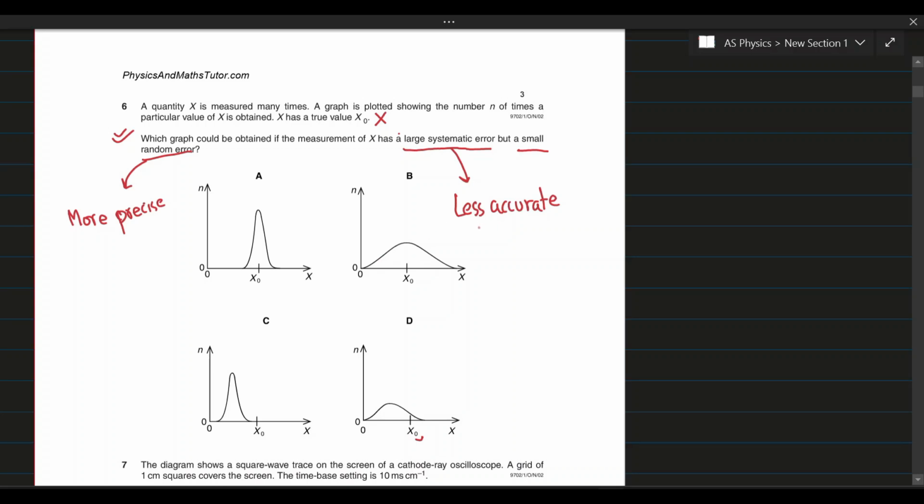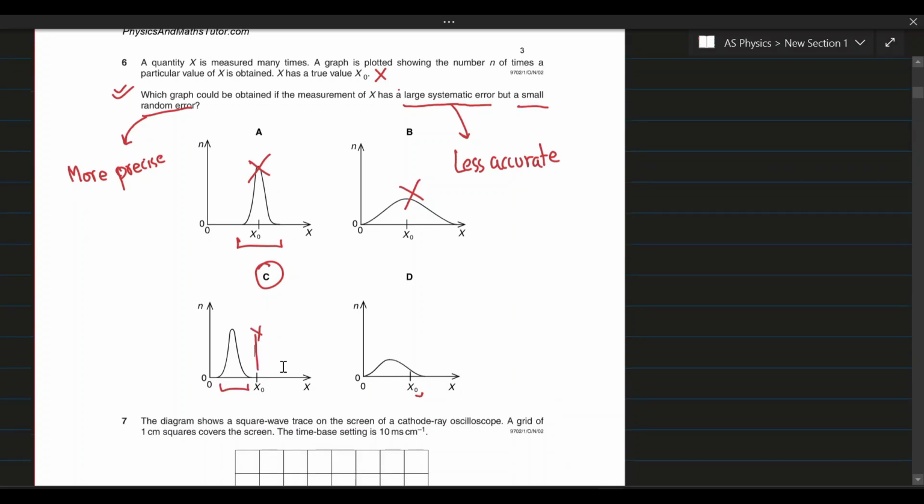How we can see that the experiment measurement is less accurate through the graph? That it should not be on the true value. The peak should not be on the true value. So A would not be correct, B would also be not correct. Now we need to see between C and D. More precise means that the range should be less. So from C and D, only C has a less range and it is not above the true value, which means C would be our correct answer.